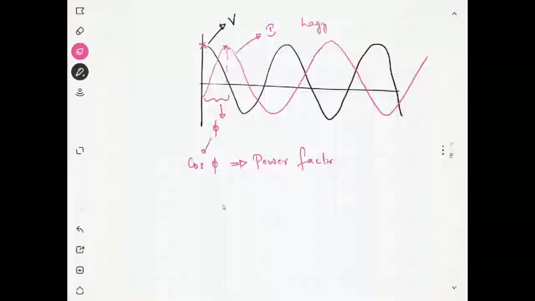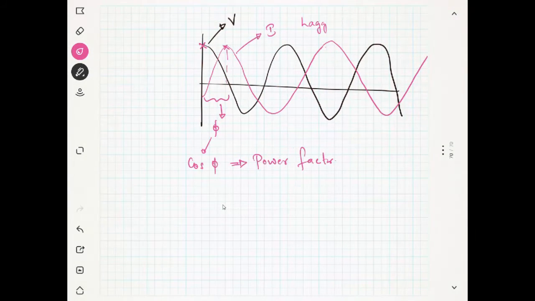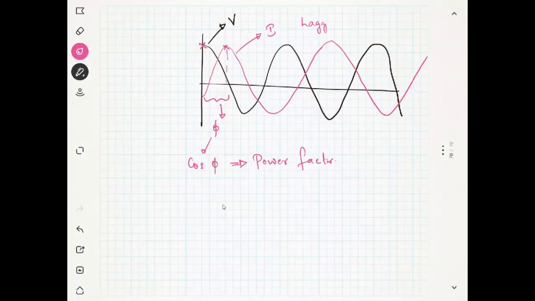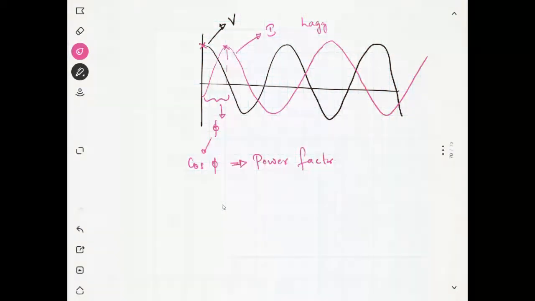Doctor, is the power factor only for power, or can we always apply it on current or voltage or whatever? Because I study power factor only for power. No, power factor is actually coming from this relation. Why is it coming from this relation?